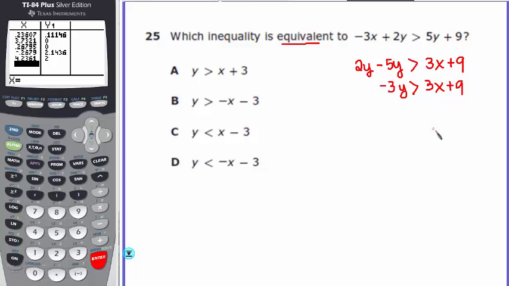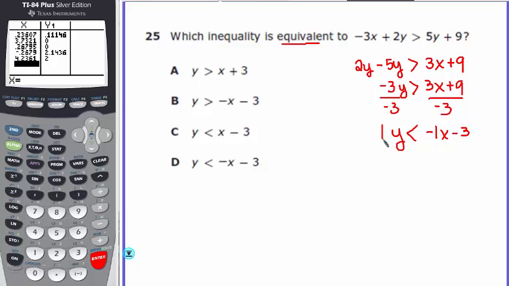Now I'm going to divide both sides by -3, and because I'm dividing by a negative number, this inequality sign needs to flip. +3 divided by -3 becomes -1x, and +9 divided by -3 becomes -3.